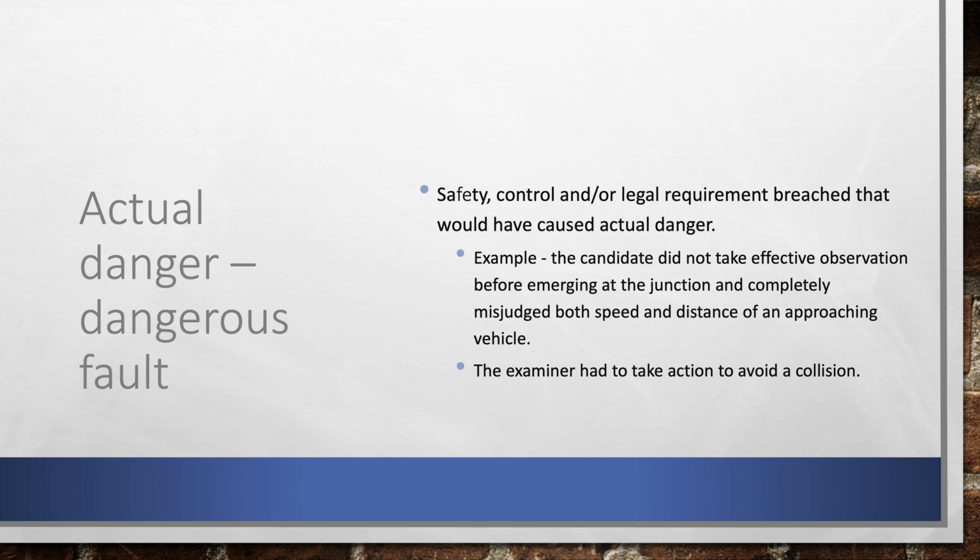And the highest risk, actual danger: safety and control or a legal requirement is breached that would have caused actual danger. For example, the candidate did not take effective observation before emerging at the junction and completely misjudged the speed and distance of another vehicle, and the examiner had to use the dual brake to avoid a collision. Obviously, if a collision does occur, as in the first slide that you saw on here, I think you guessed it, that would be a fail as well, wouldn't it?